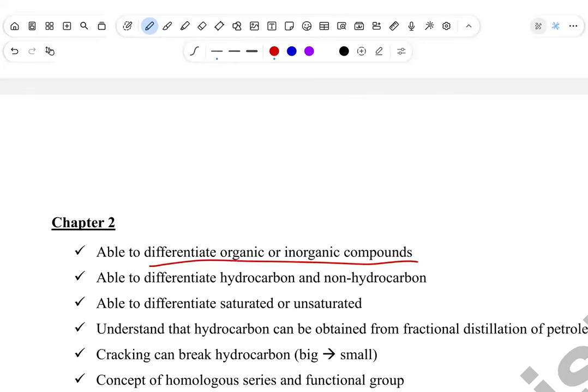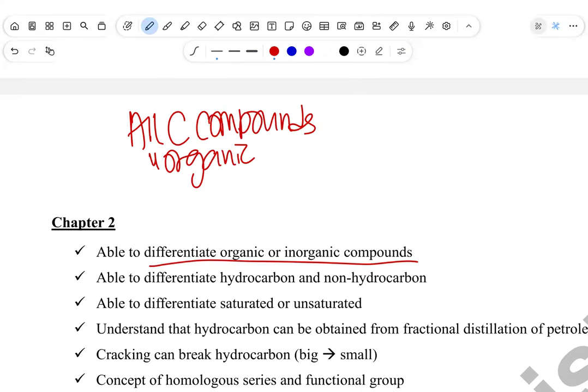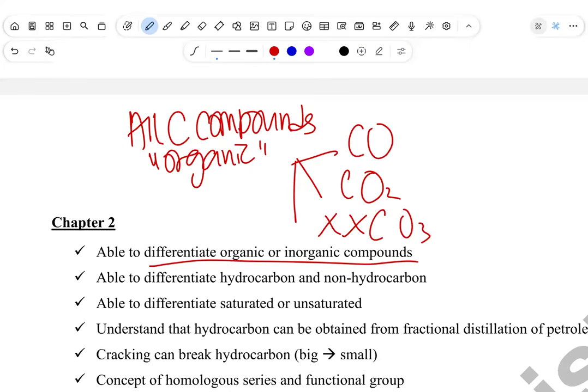But I taught you another trick, right? I taught you a tip on how to know which is organic and which is inorganic. All carbon compounds should be organic, or anything with carbon should be organic, except three special things: CO, CO2, and CO3. Anything with carbon is organic, except carbon monoxide, carbon dioxide, or carbonate. Other than that, anything with carbon should be organic.